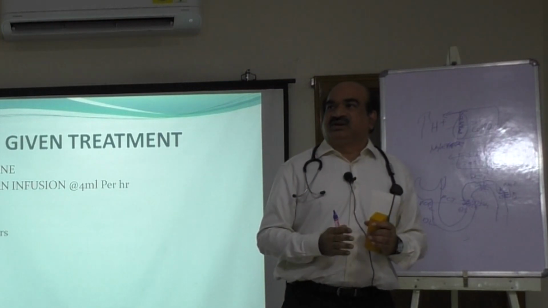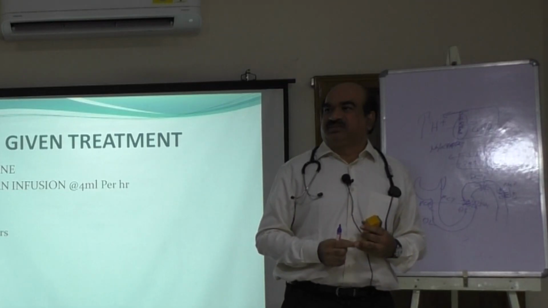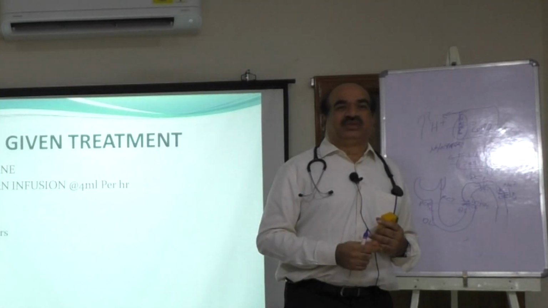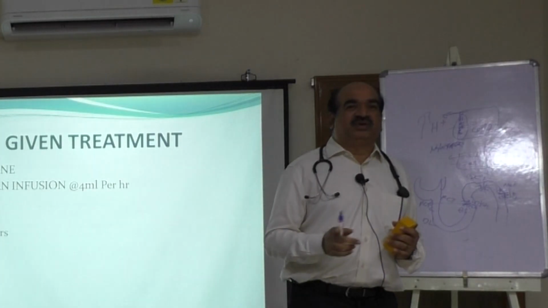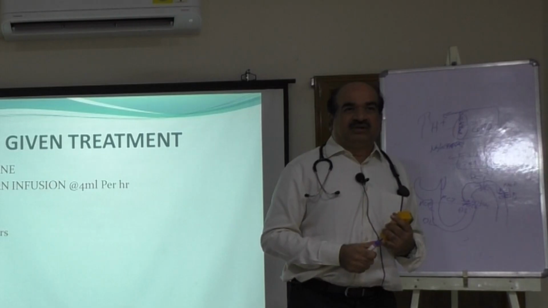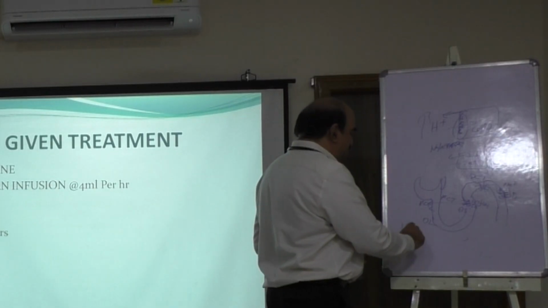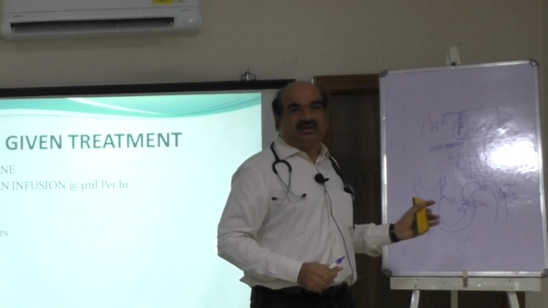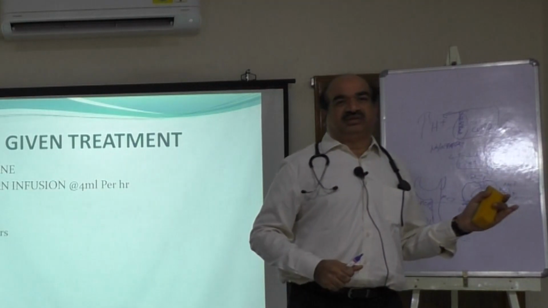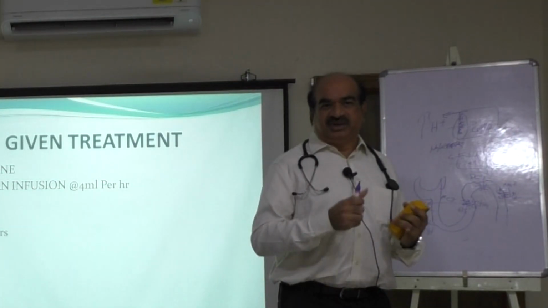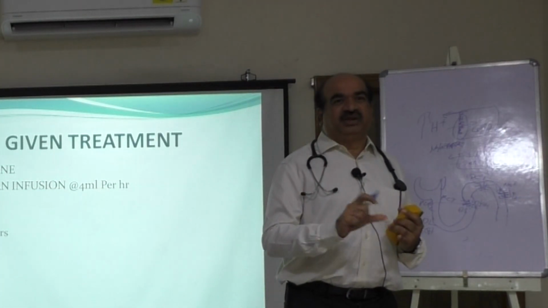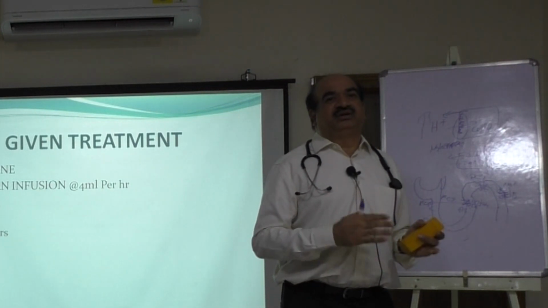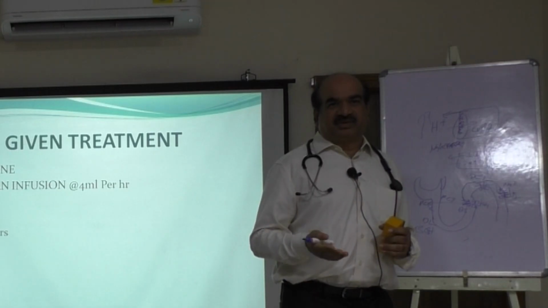Or there is one condition called apparent mineralocorticoid excess. In the syndrome of apparent mineralocorticoid excess, there will be inhibition of 11-beta hydroxysteroid dehydrogenase. That can be genetic inhibition, as in the syndrome of apparent mineralocorticoid excess, or inhibition of 11-beta dehydrogenase by drugs.